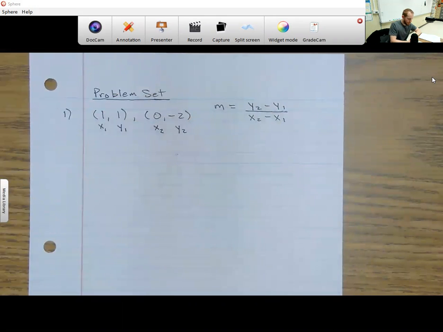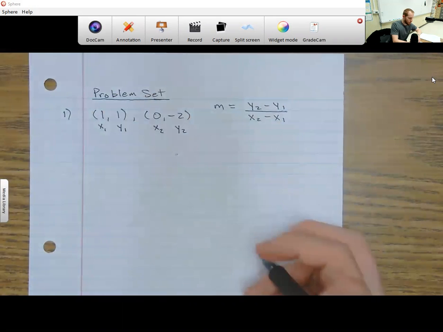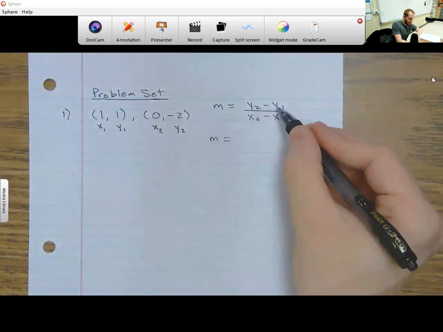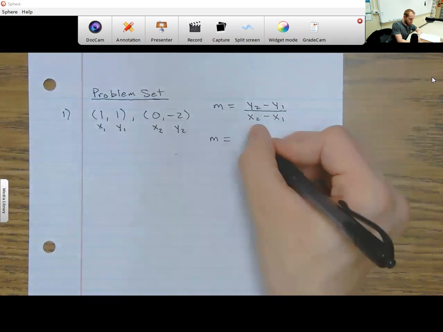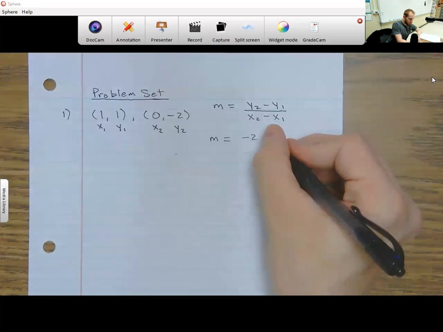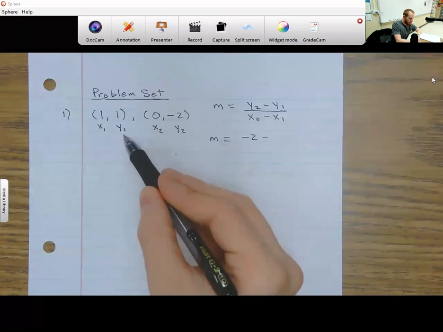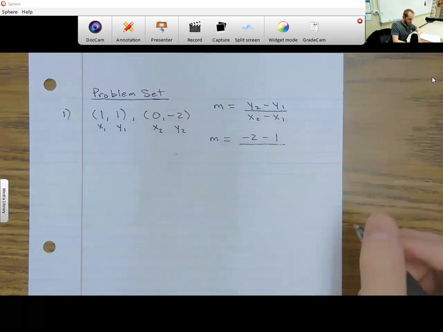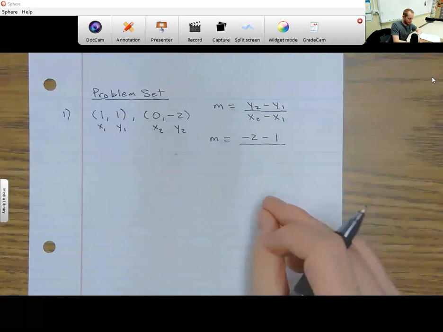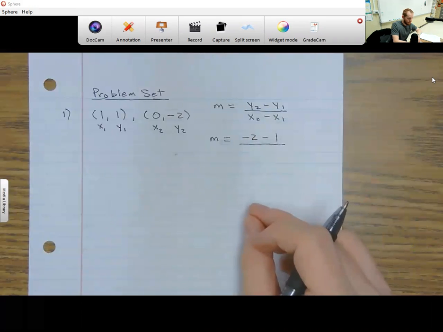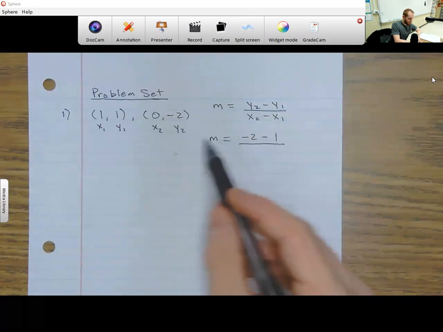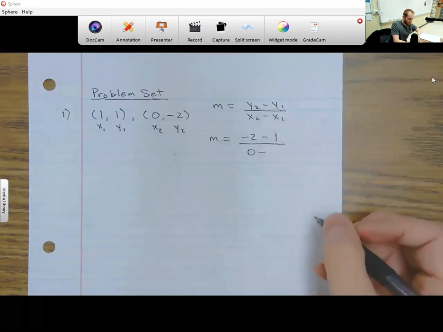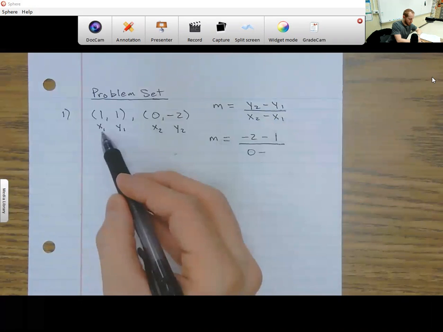Okay, so let's put this in the formula. So my y2 is going to be on top. So I'm going to have m equals y2 minus y1. I know that y2 is -2. Then I put a minus in between, and I know my y1 is going to be 1, so I'm subtracting 1 at the top. So I put my y coordinates at the top, I put my x coordinates at the bottom. So what's my x2? That's going to be 0, right? Minus, okay. What's my x1? That's going to be 1.